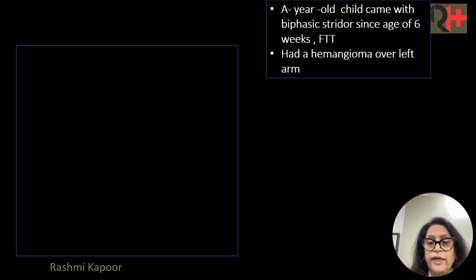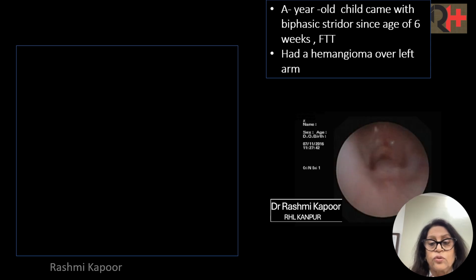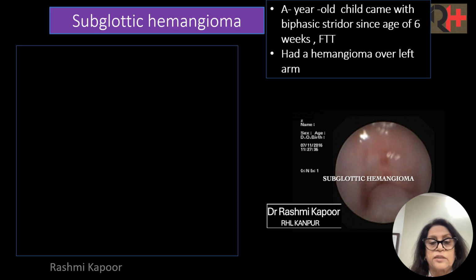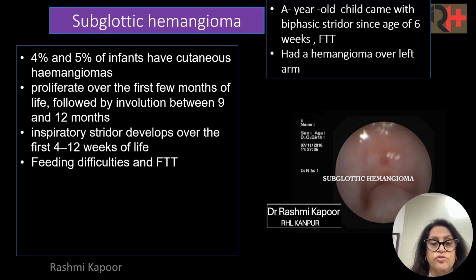A one-year-old child came with biphasic stridor since the age of 6 weeks, failure to thrive, and a hemangioma over the left arm. If a hemangioma is there over any part of the body and the child has stridor, then we thought we would find a hemangioma, and we did find a hemangioma on bronchoscopy. On a closer look, it was completely blocking the lumen. So a subglottic hemangioma may lead to stridor.